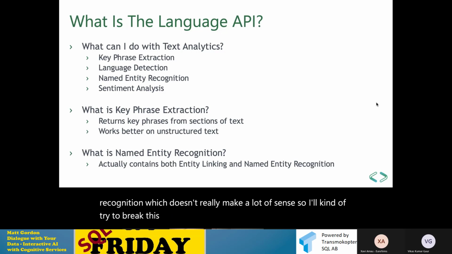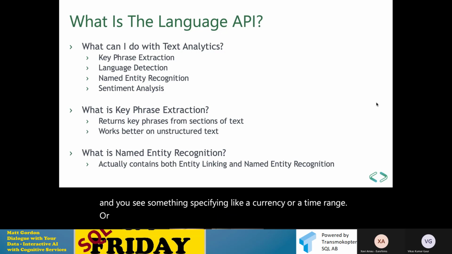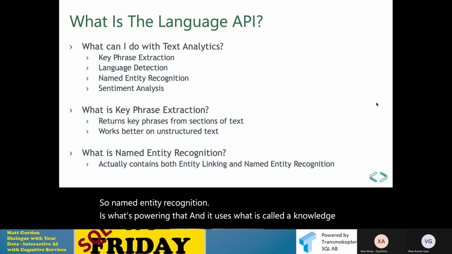What it does, let's say you go to a site and you see something specifying a currency or a time range or a common term or something like that. Named entity recognition is what's powering that, and it uses what is called a knowledge base, similar to what we just saw.